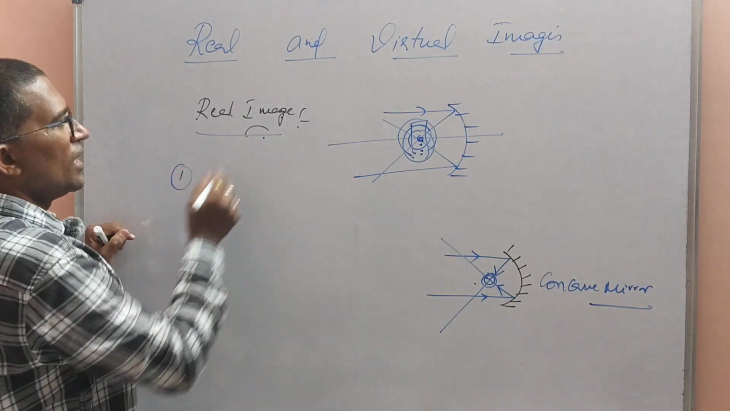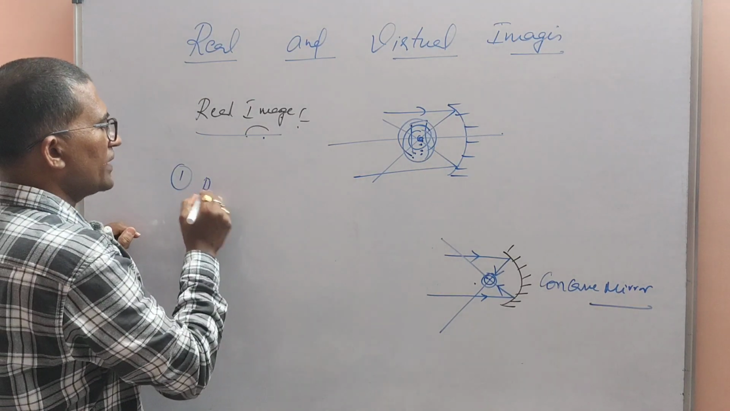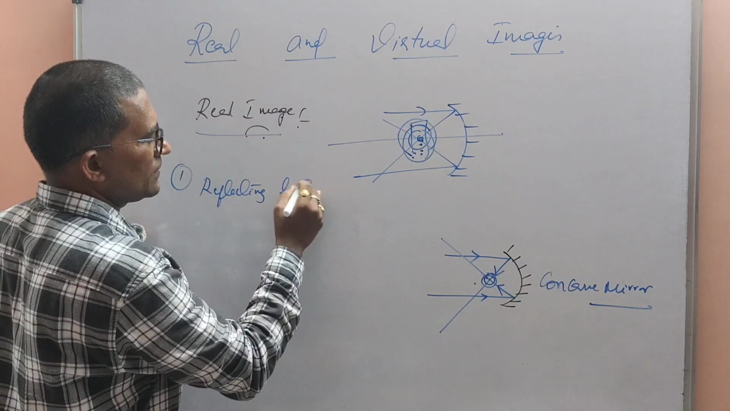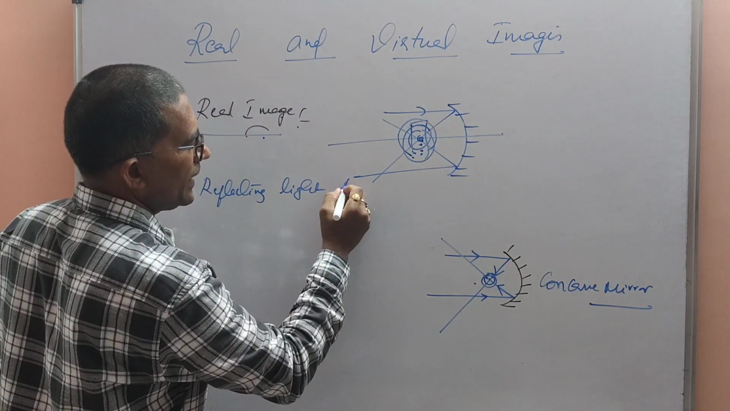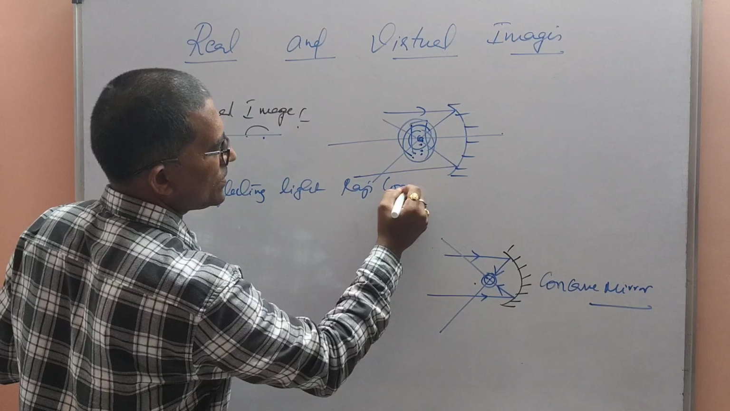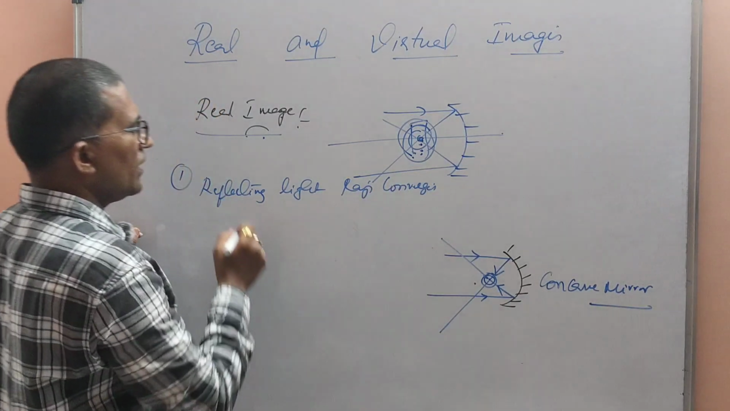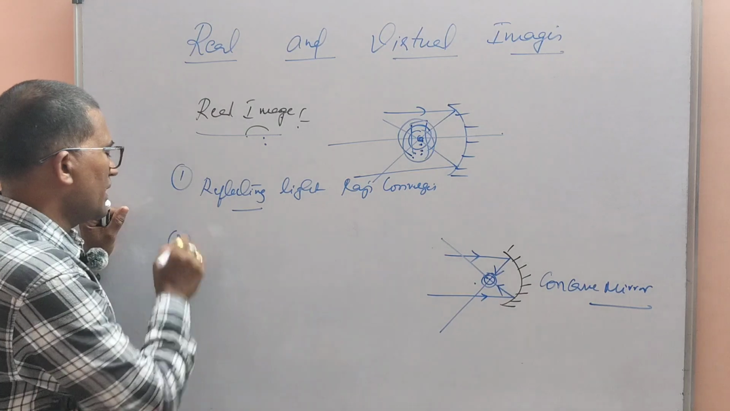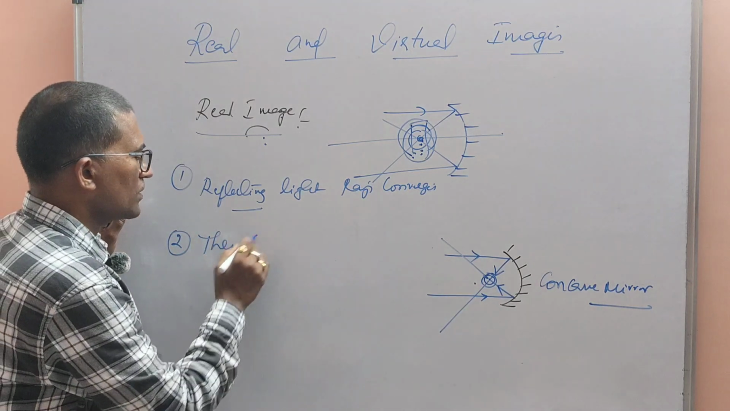First one is, real images are formed when the reflected light rays converge. I will be writing all the points. If they converge, then only real images are formed. Okay, next one is they can be caught on the screen.